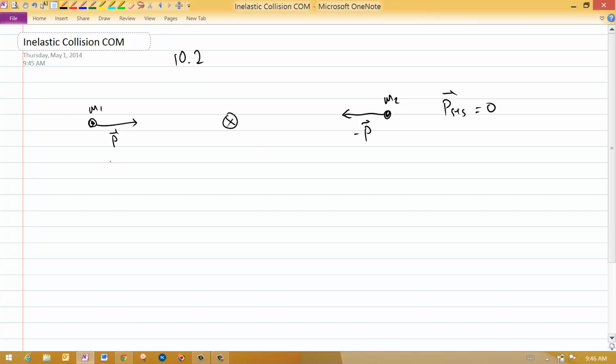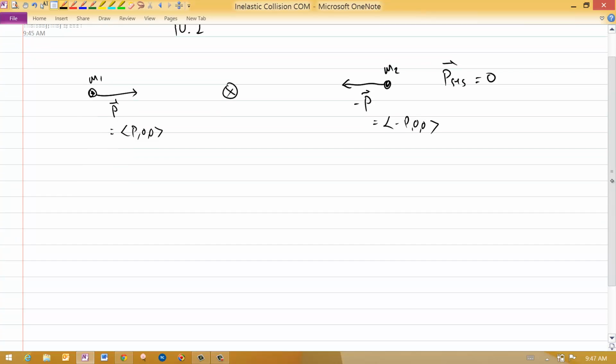So I could say that the momentum here is equal to P in the x direction, 0, 0, and here I could say the momentum for particle number 2 is minus P, 0, 0. Now these two particles have the same magnitude of momentum, but they've got to have different velocities if they've got different masses. So what does this look like?